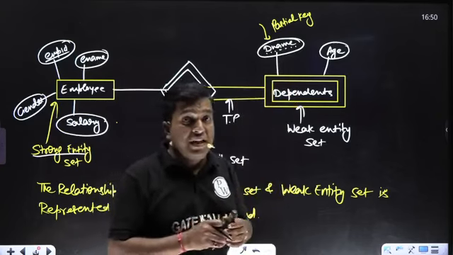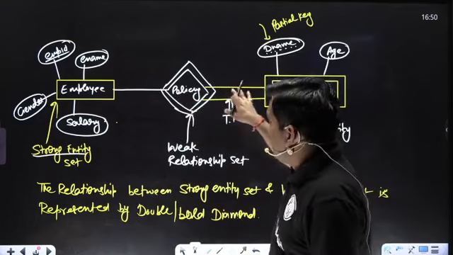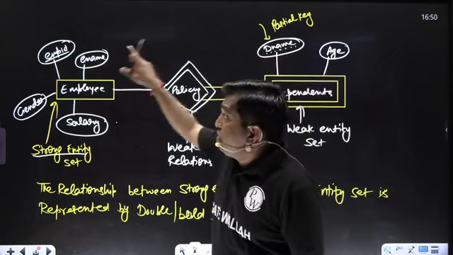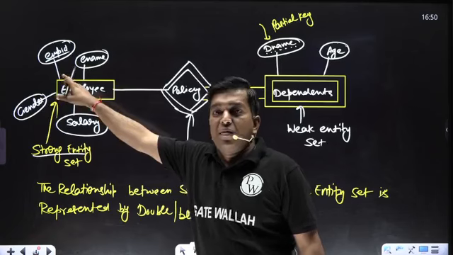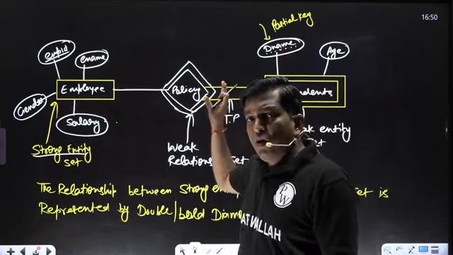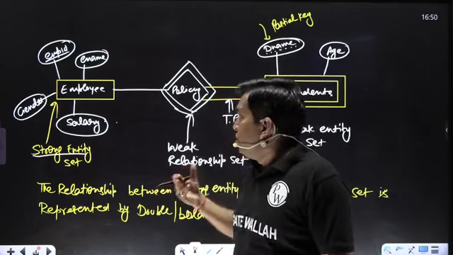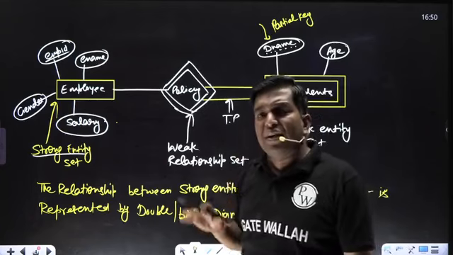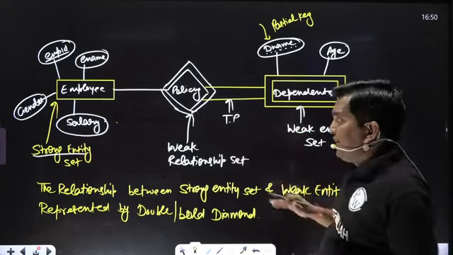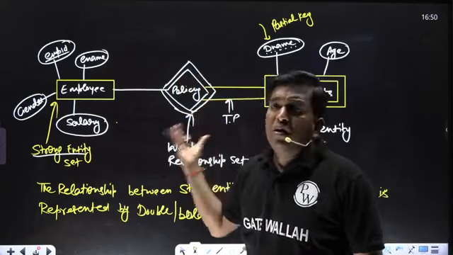Then how will it be represented? First of all, from weak entity set to the identifying weak relationship set there is a total participation, and this weak entity set is identified with partial key plus owner entity set key attribute. Meaning employee ID and dependent name together identify any entity of the dependent entity set. But in this question, straightforwardly, it is asking how to represent the relationship between strong and weak entity set. It is represented by a double or bold diamond.